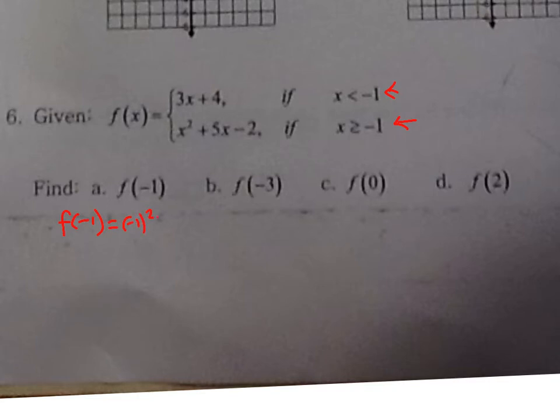Negative 1 squared plus 5 times negative 1 minus 2. All right, so f of negative 1 is equal to negative 6. Just plug it into your calculator. All right, next one, f of negative 3. Negative 3 is less than negative 1, so I'm going to plug it into the top one. So it's 3 times negative 3 plus 4, sorry. So f of negative 3 is equal to negative 5.